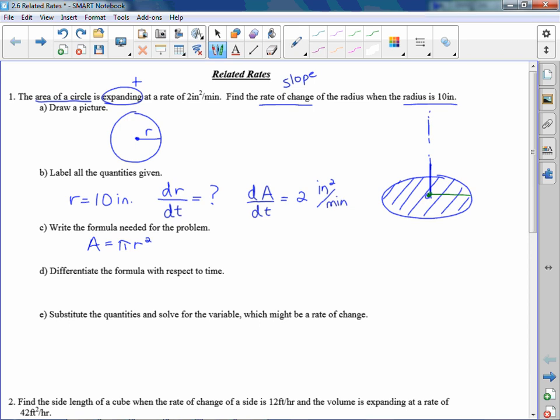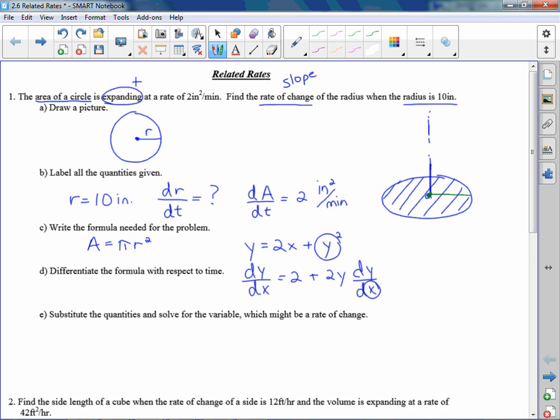Okay, let's look at D. Differentiate the formula with respect to time. Now this is where we need the chain rule and implicit differentiation, because we're not taking the derivative we were looking at before. Taking the derivative of y with respect to x, we get 2. If we had, say, I don't know, let's go with y squared, then we used implicit differentiation because dy over dx, because this was not the same as this.